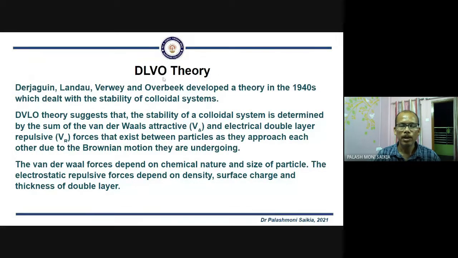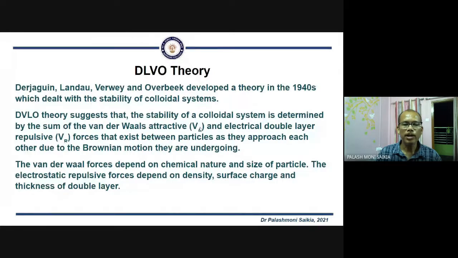What does this theory basically say? This theory suggests that the colloidal stability is determined by the sum of van der Waals attractive interactions and electrical double layer repulsive forces that exist between particles when they approach each other through Brownian motion. So these two forces, van der Waals attraction and electrostatic repulsion, their combination determines how stable a colloid is.